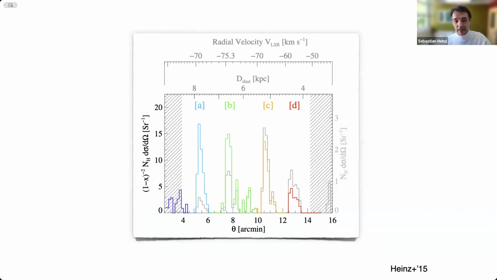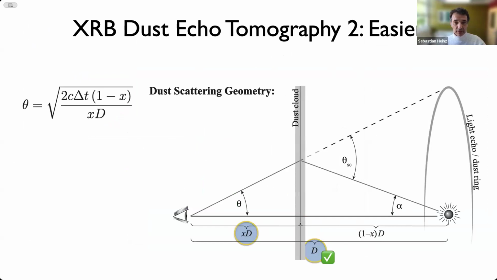And so here's our dust column density distribution based on this distance determination. We have 4 clouds at different distances. Column density is plotted in here. It does depend on the scattering cross-section, but now we have a distance to the source in kiloparsecs and a distance to the different dust clouds as well. So this is hard because we didn't know the distance to the source, but it can be easier if we observe an echo around a source for which the distance is known.